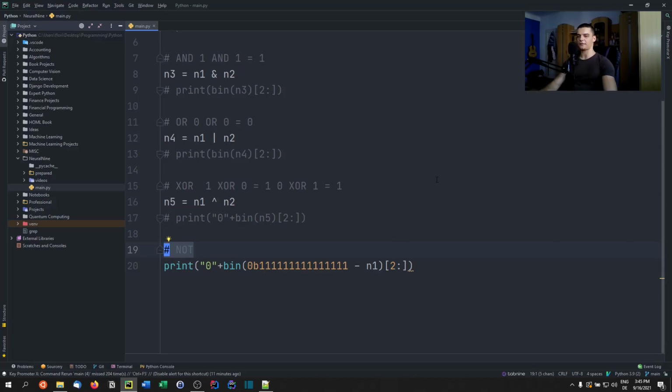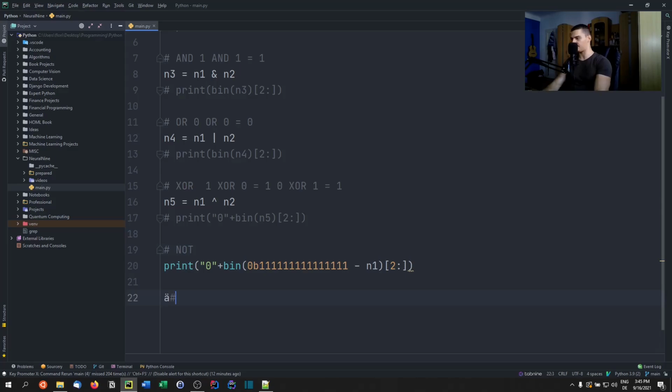Then we also have shifting. Now shifting is not like AND or XOR or NOT. We're not applying it to the individual bits. We're just shifting the whole number, the whole bits, to the left or to the right, which equals basically, in the decimal system, the same thing as dividing by 2 and multiplying by 2.